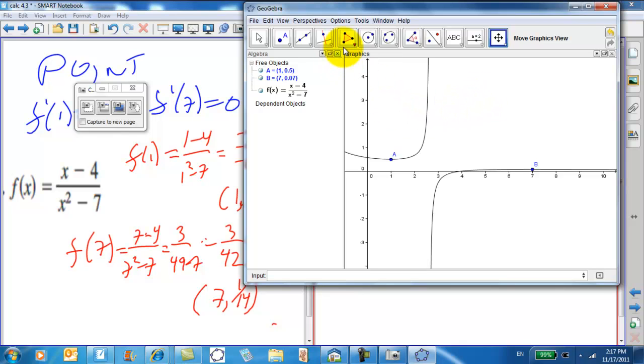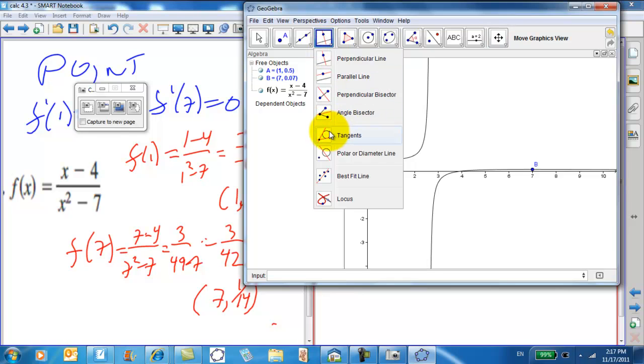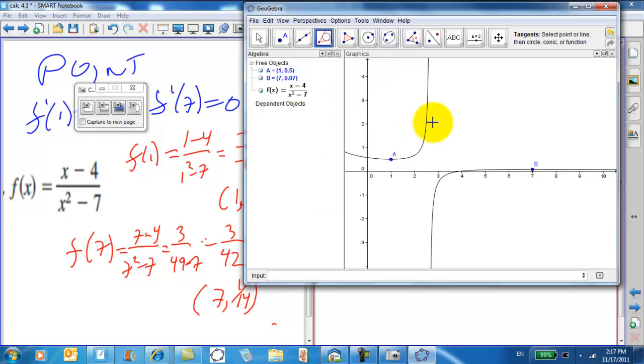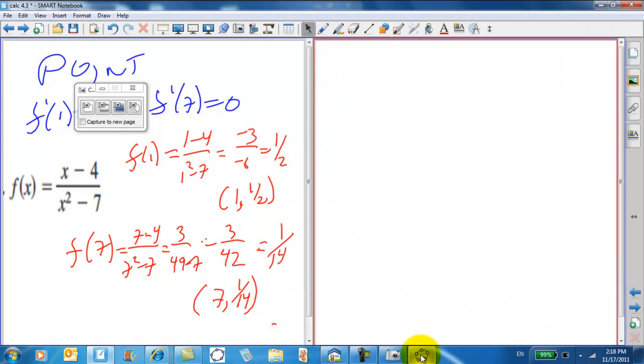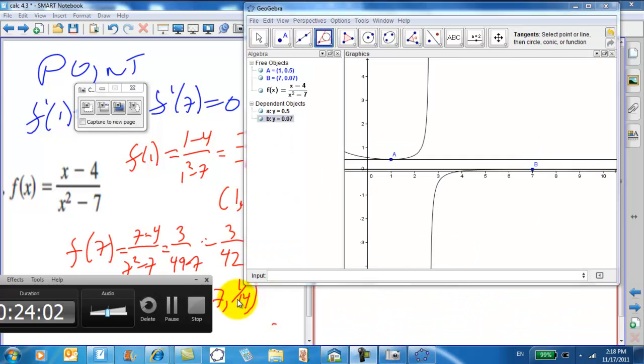Let's ask. You can actually go over here to tangents, and we select the point and then the function, and there's that horizontal tangent line. Here's the point B, and then the function, and there's the horizontal tangent line for that. Verified. Notice both these have y equals 0.5, y equals 0.07. Those are slopes of 0. Okay. Let's pause.